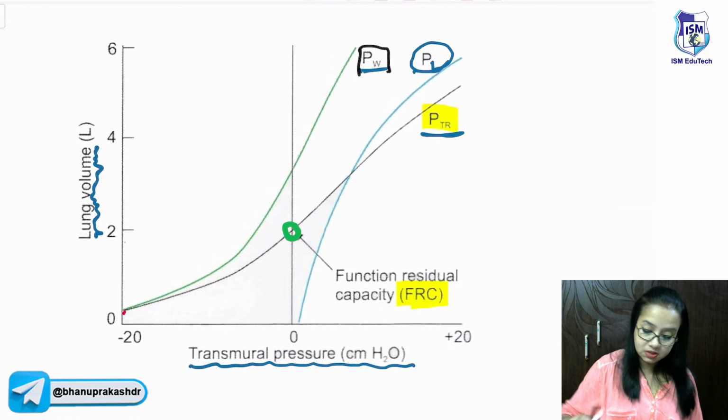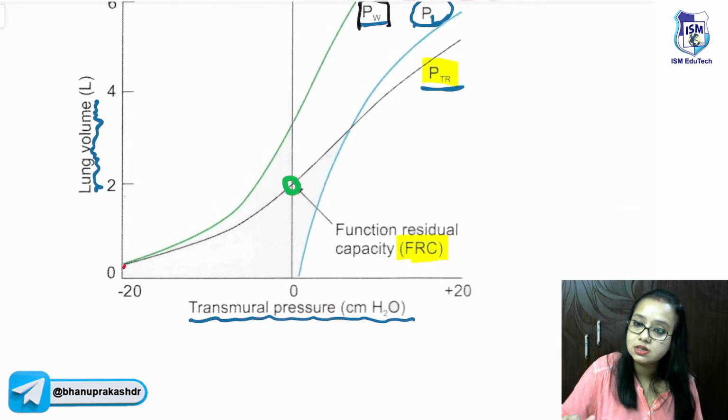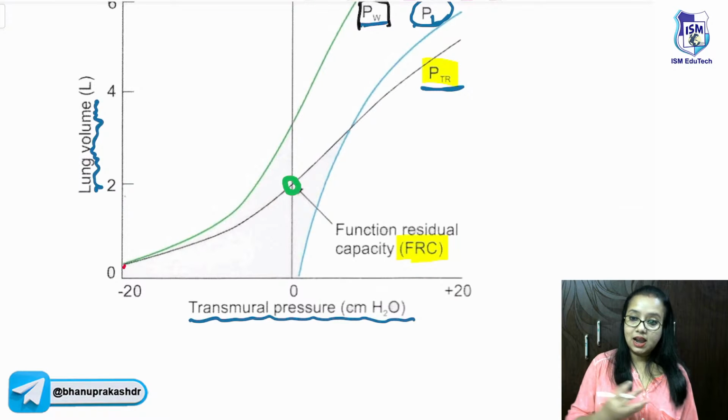Now, if you ask me, what is the physiological importance of it? The physiological importance of it is that at any given time, there should be some air in the lungs, otherwise the lungs will collapse.